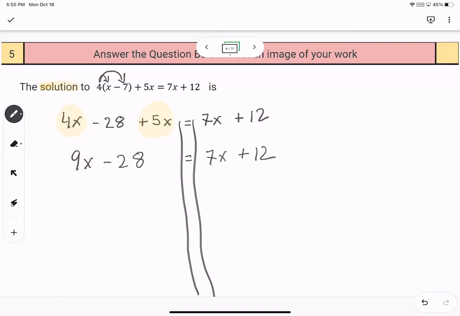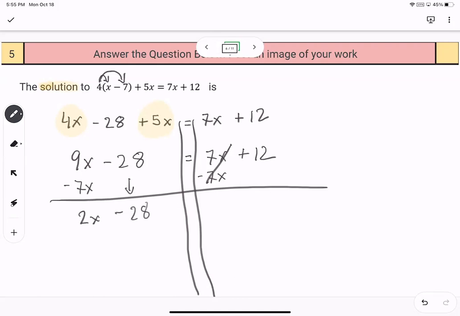Now I'm going to get all my variable terms to the left side. If you want to label your variable terms, you can. But I'm going to subtract 7x from both sides to get all my variable terms on the left side. 7x minus 7x is 0, so they cancel out. 9x minus 7x is 2x. Bring down the -28 is equal to, we bring down the 12.